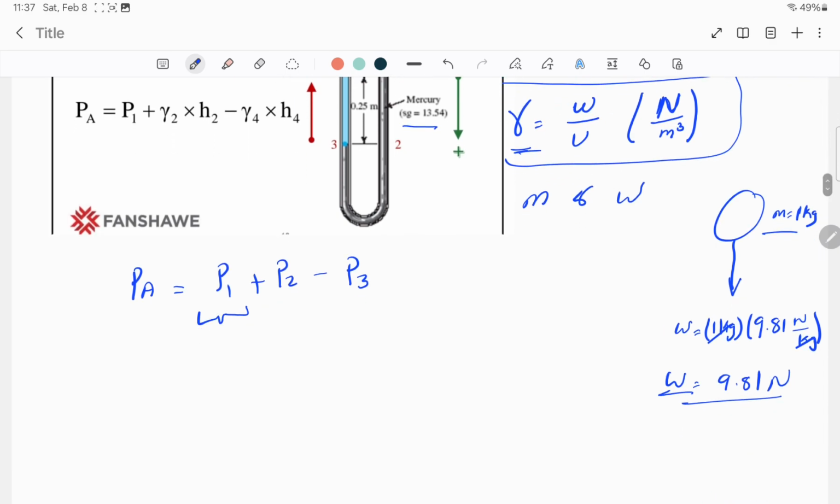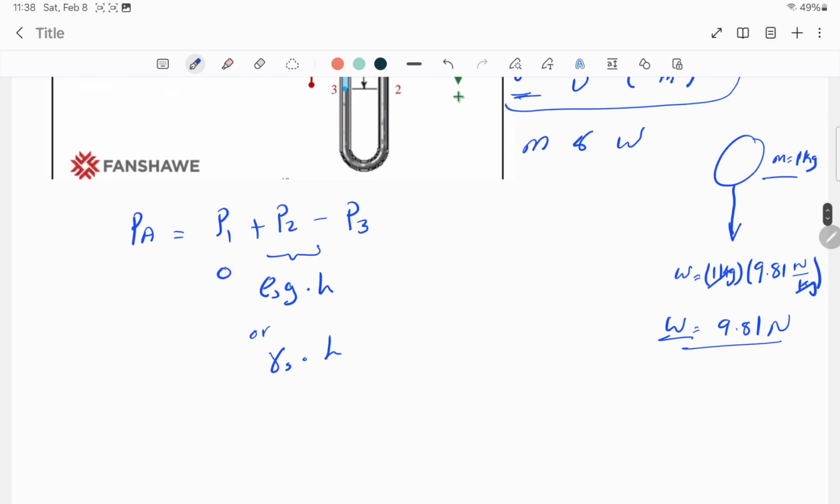So for example, P1 here is 0, but let's say for P2, you can solve it based on the givens, which is the density of the substance times g times h, which can also be solved by the specific weight of the substance times h. Basically, what I'm saying is the specific weight of a substance equals the density of that substance times g.